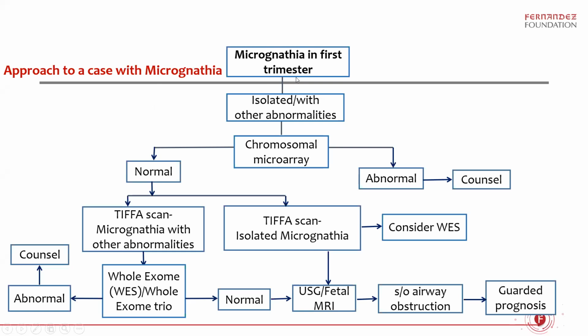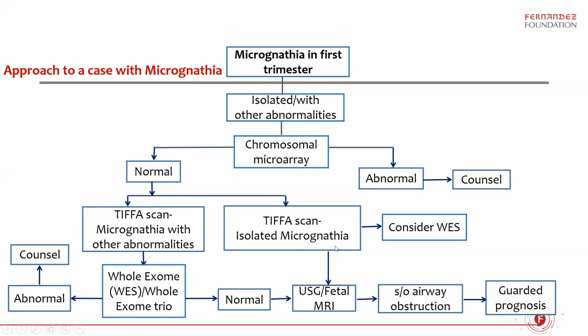So if you look into the approach to a case with micrognathia, micrognathia can be seen even in the first trimester in the lateral view, and when it is isolated or associated with other abnormalities, the first tier of testing is chromosomal microarray. If chromosomal microarray is normal, then we do the TIFFA scan and see if the micrognathia is associated with any other evolving abnormalities. If there are, then whole exome sequencing is recommended, or whole exome trio should be done. If that is abnormal, then counsel the couple accordingly.